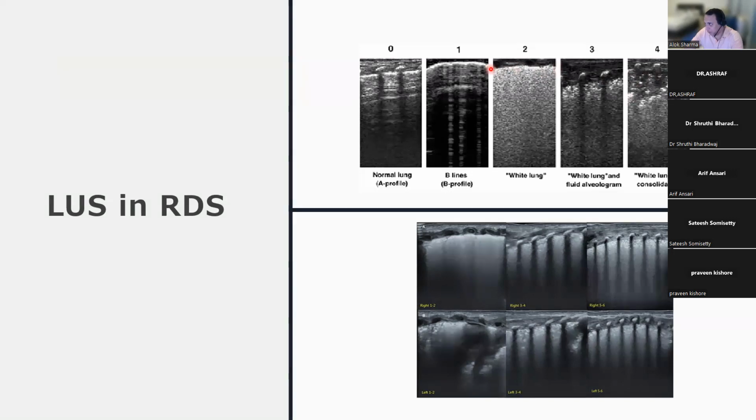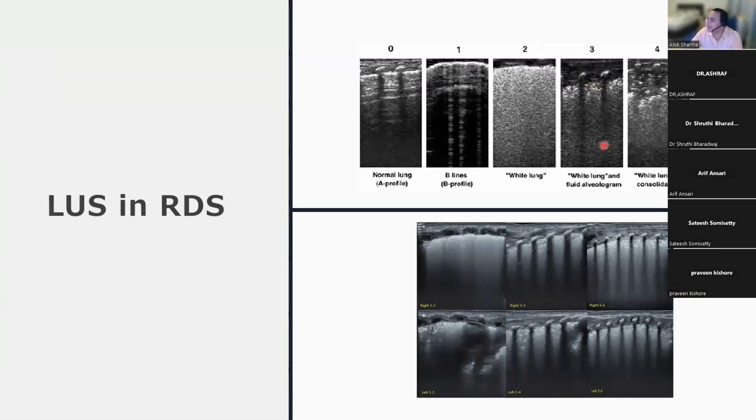Now, if you use this alone as a marker of trying to differentiate whether a baby has TTN or RDS, then because you don't see subpleural consolidations, you might not be able to differentiate both of them. So the presence of consolidation is very important.